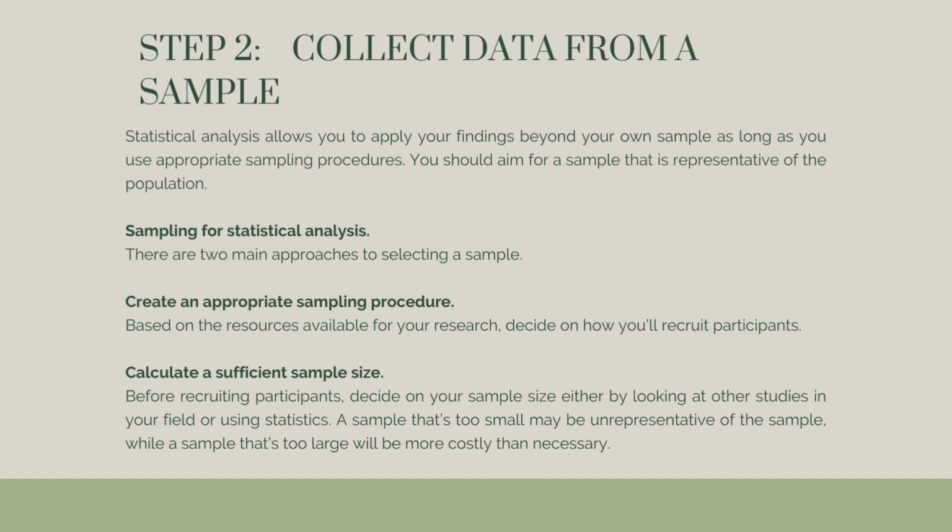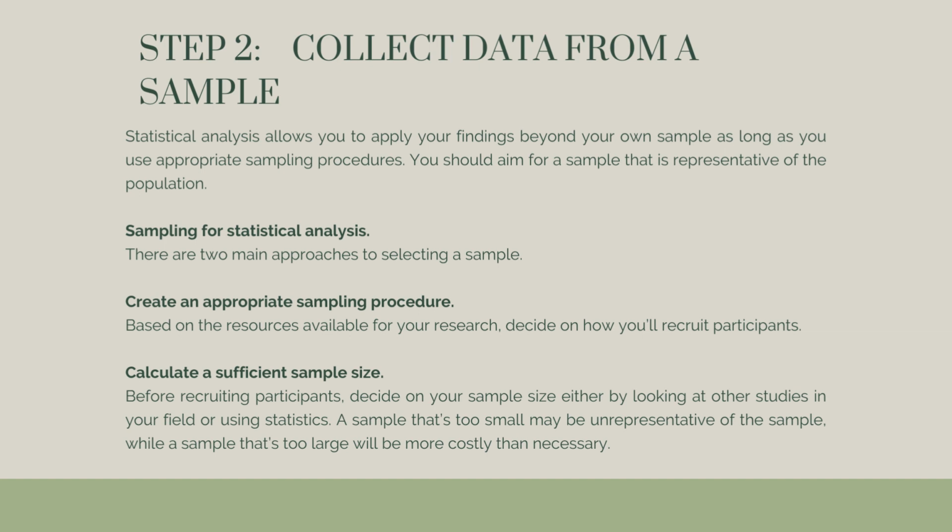Calculate a sufficient sample size. Before recruiting participants, decide on your sample size either by looking at other studies in your field or using statistics. A sample that's too small may be unrepresentative of the population, while a sample that's too large will be more costly than necessary. There are many sample size calculators online. Different formulas are used depending on whether you have subgroups or how rigorous your study should be, for example in clinical research. As a rule of thumb, a minimum of 30 units or more per subgroup is necessary.